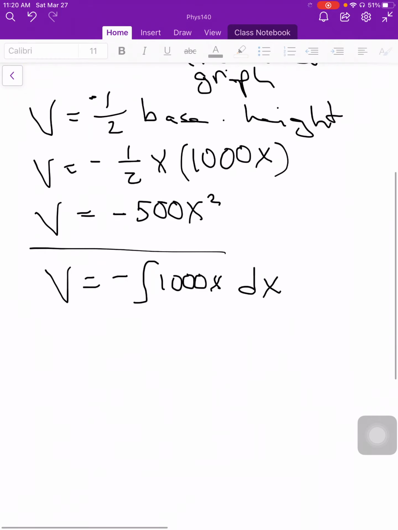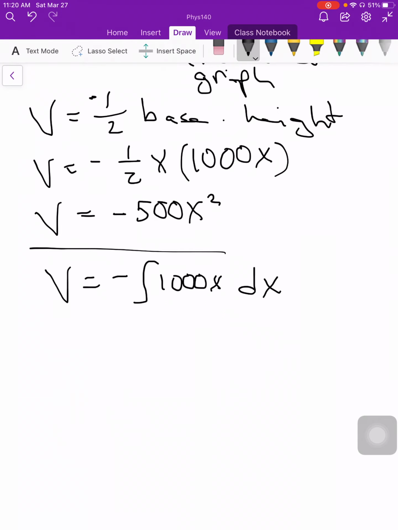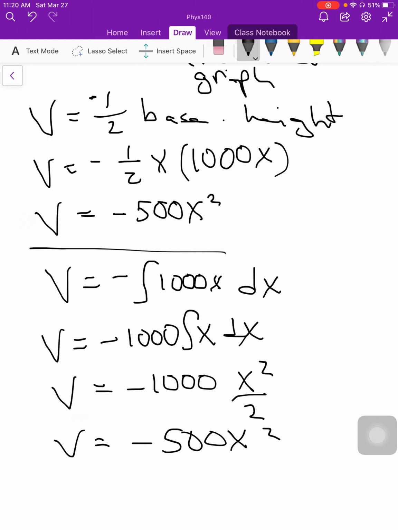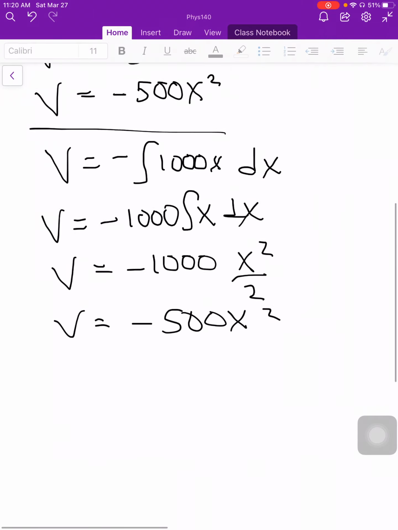Okay, so that means I'm going to have V is equal to, I can take the 1000 outside of the integral, and then I have x dx. So if I do that integral, I'm going to have a negative 1,000. And then x dx, when I take the integral, is just x squared over 2. So V then is equal to a negative 500 x squared. Same answer. Now I need to graph it.